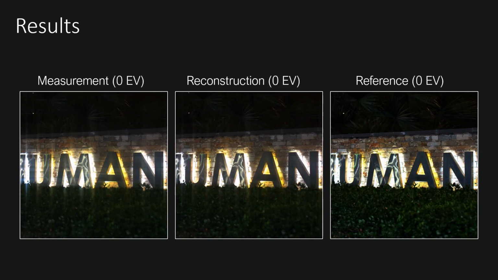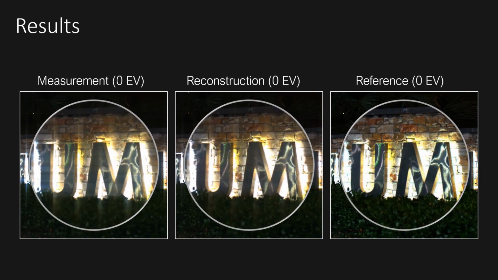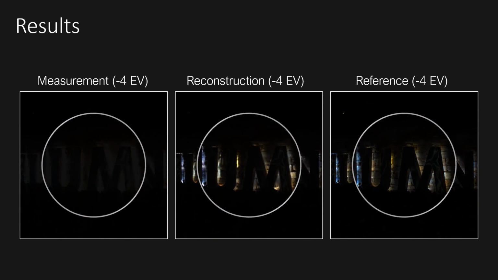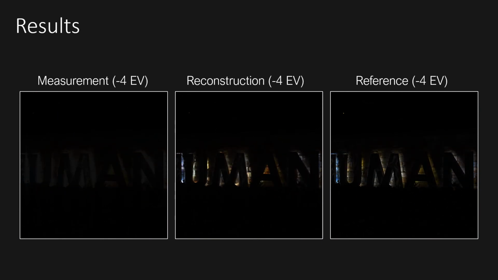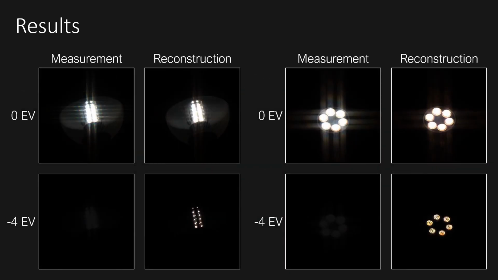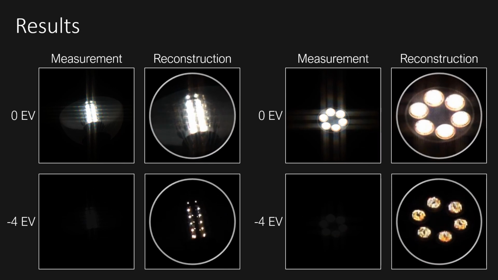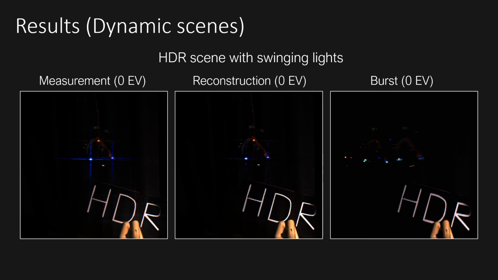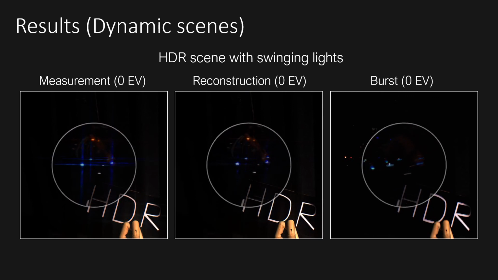Here is another example where the high-intensity regions prohibit imaging the fine detail of the brick structure behind the sign. The proposed method recovers this fine background detail from a single shot, as shown here. Our method excels at recovering small, bright sources, such as the halogen and incandescent light sources, shown here. Our technique reconstructs dynamic HDR scenes without the artifacts introduced by traditional burst methods.